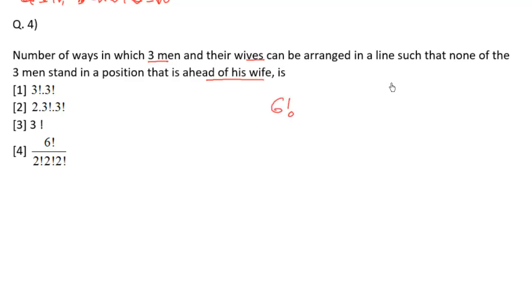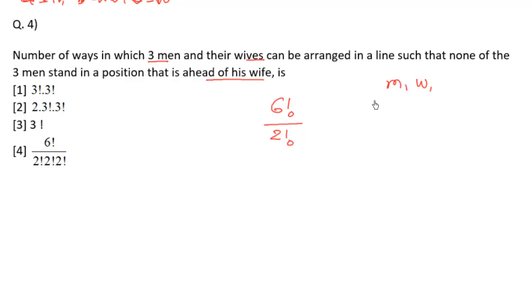Now let us assume that M1 and W1 are husband and wife. They are part of these six people. So obviously in these 6 factorial ways, there will be half the time wherein M1 is ahead of W1 and half the time W1 will be ahead of M1, right? Because there is no condition for M1 and W1. But we want to take the case wherein M1 is not ahead of W1, then we can say that will be half the chances. So it would be divided by 2 factorial.